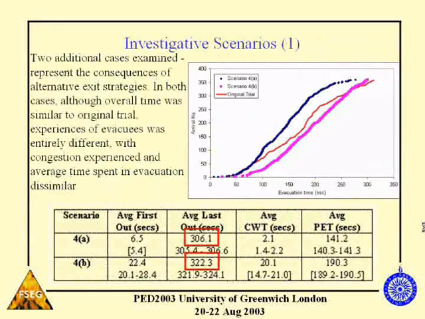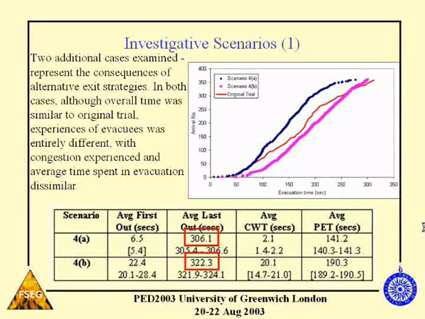Okay, this is the first of what I term the investigative scenarios. In this scenario, for A, I was looking at what might happen if procedural changes were made and a more complex procedure was used. That is, signage or additional staff was put in place so that people use their nearest exit rather than using the exits that they did during the original trial. And you can see there's a modest improvement in the overall evacuation time.